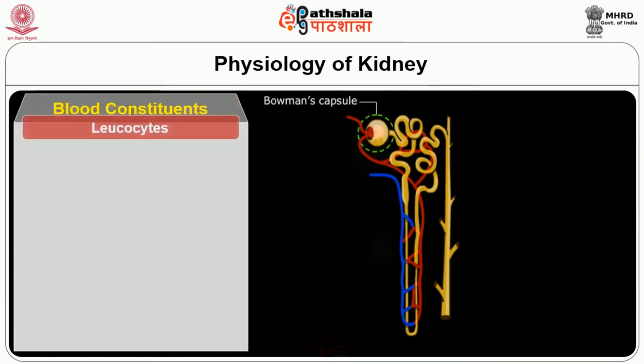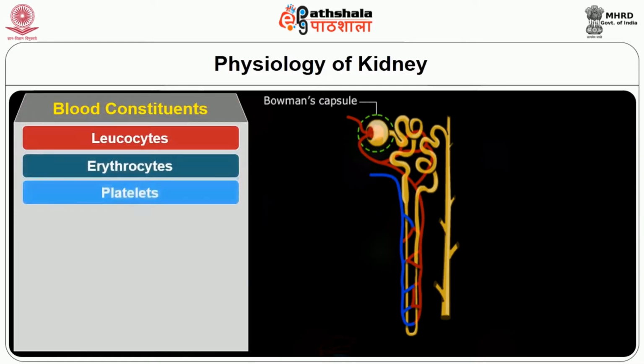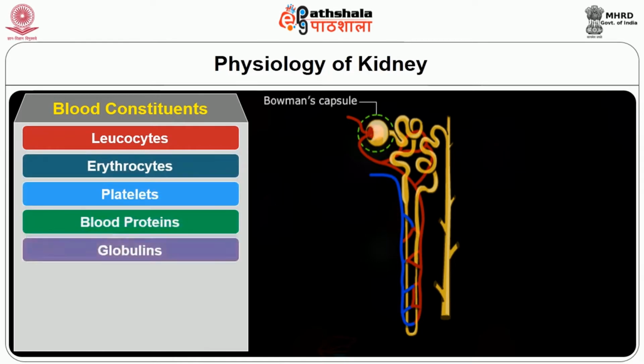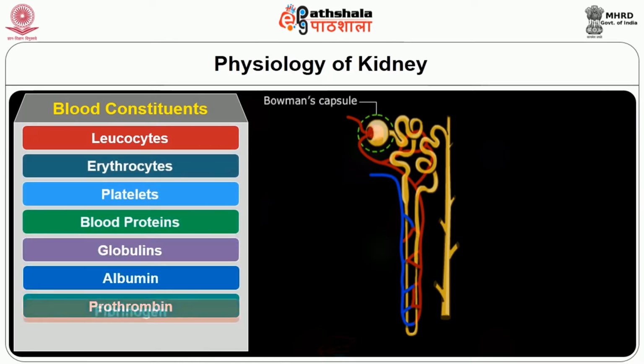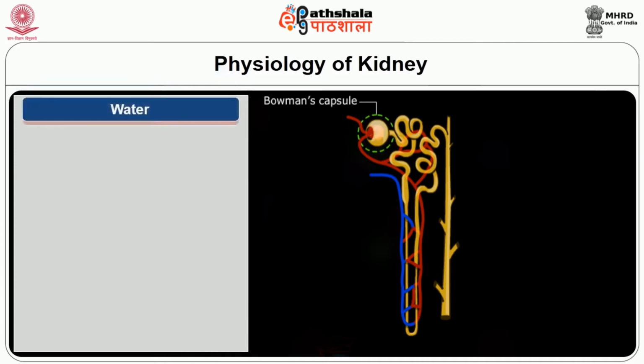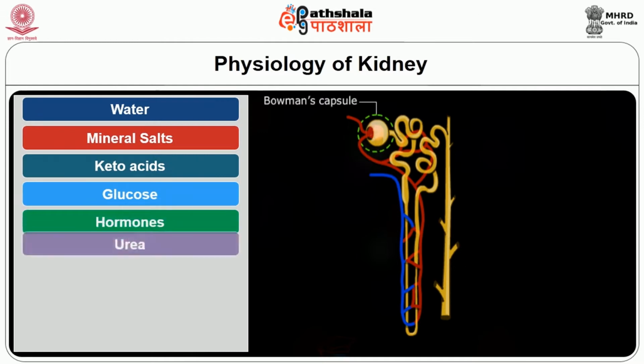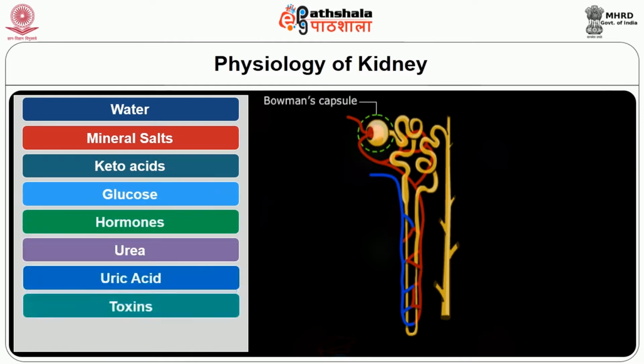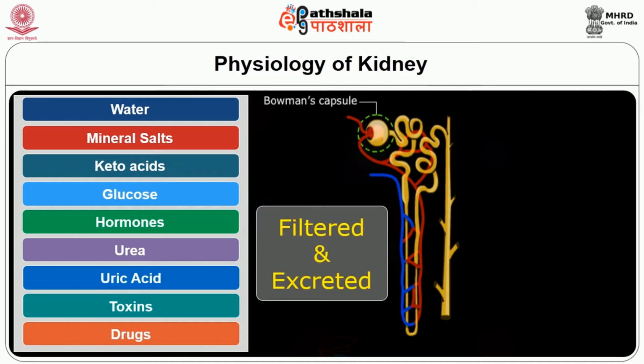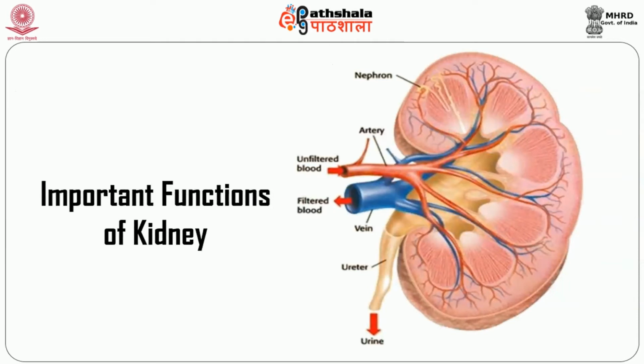Remember that the blood constituents like leukocytes, erythrocytes, platelets, blood protein, globulin, albumin, prothrombin, and fibrinogens are retained by the kidney, and the water, minerals, salt, keto acids, glucose, hormone, urea, uric acids, toxins, and drugs are filtered and excreted. Now, having understood the basic functioning of kidney, let us now see the important functions of kidney.